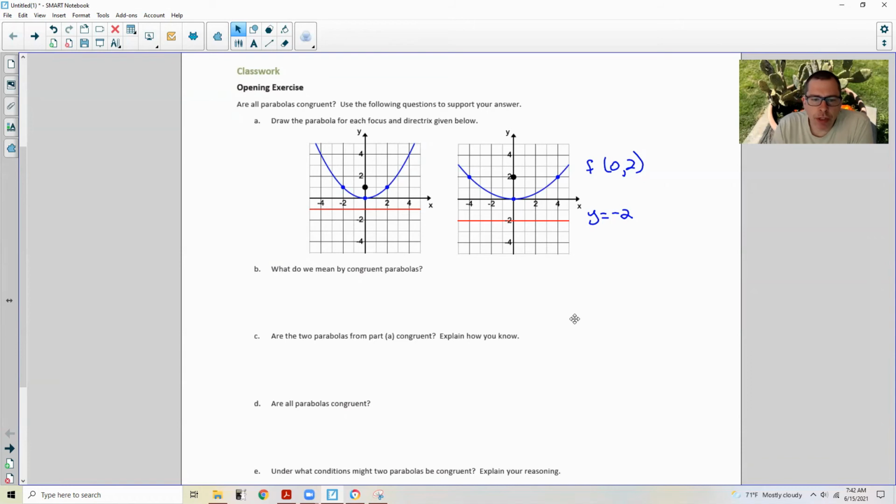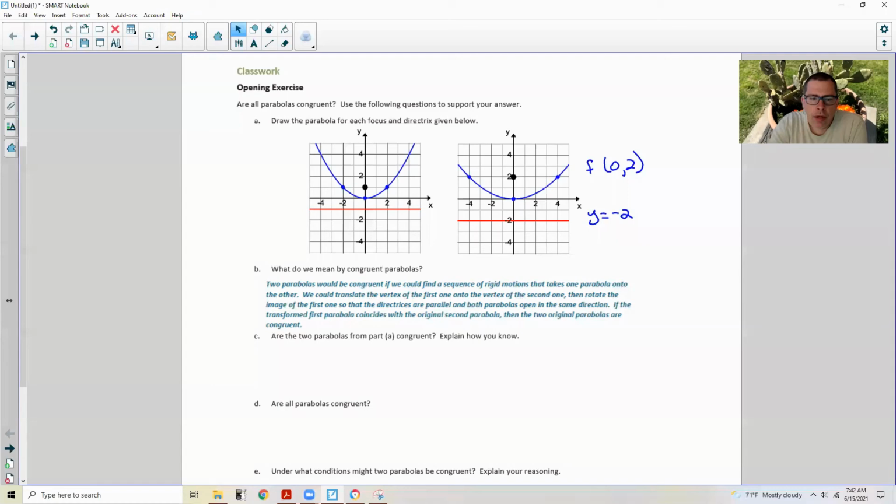So B says, what do they mean by congruent parabolas? This is a really lengthy explanation, so I'll bring it in text. Okay, so the two parabolas would be congruent if we can find a sequence of rigid motions. What are rigid motions? Reflections, rotations, and translations from geometry. That takes one parabola onto the other.